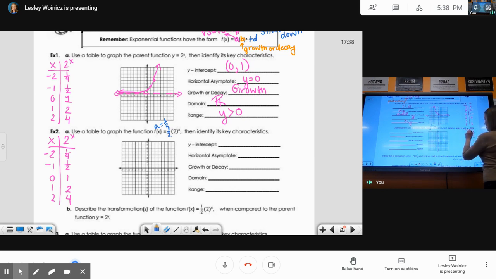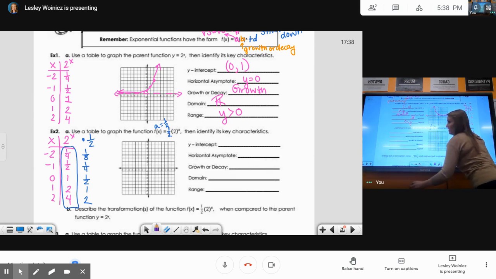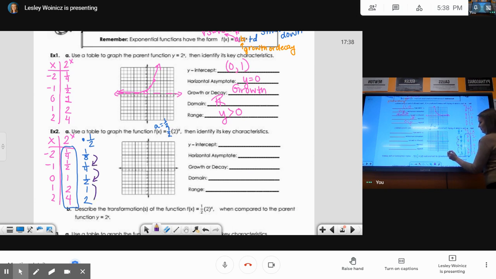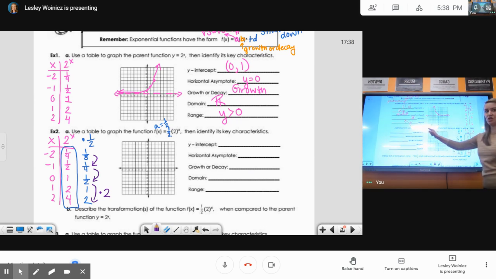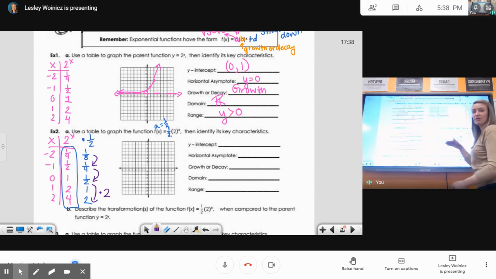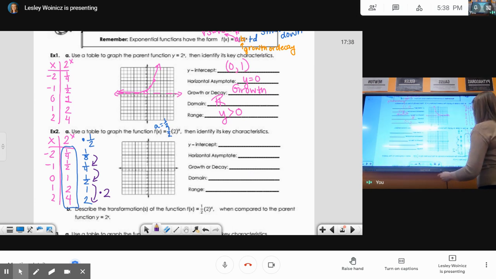So what I'm going to do is take all of these and multiply them by my A value, 1 half. Half of 1 fourth is 1 eighth. Half of a half is 1 fourth. Half of 1 is 1 half. Half of 2 is 1, and half of 4 is 2. Now, the interesting thing about this is that even though I chopped all of these in half, I am still multiplying by 2 every time, which is still my base. So the base has not changed. I still have a multiplying by 2 pattern. I've just compressed it. So we're going to see what that looks like right now.